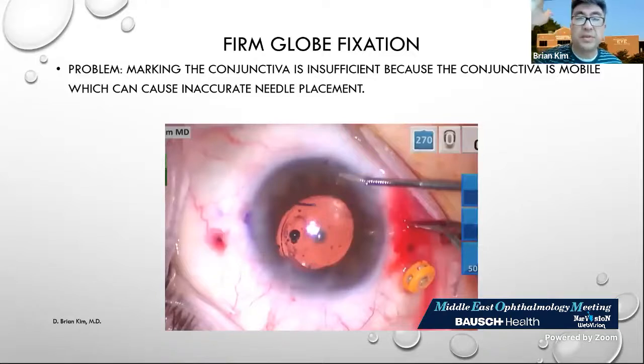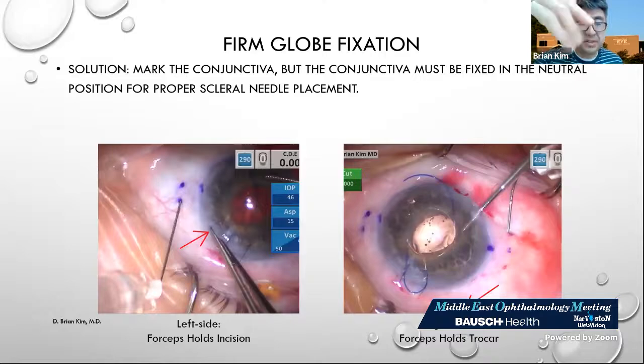And so this is the other point. Remember, the conjunctiva is a mobile tissue. And so as you're making the scleral pass, if you don't fixate the conjunctiva, that is why you are more vulnerable to decentration or tilt with the Yamane. And so you have to find a way to fixate the conjunctiva so it's not mobile. In this case, you can see on the left side I'm holding with forceps on the incision, and on the right side I'm holding the trocar with the forceps. And you're trying to maintain the conjunctiva in a fixed neutral position. So when you're tunneling 2 millimeters, you're tunneling 2 millimeters. And when you're 2.5 millimeters posterior to the limbus, you are definitely 2.5 millimeters posterior to the limbus.